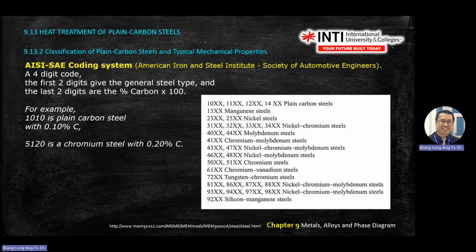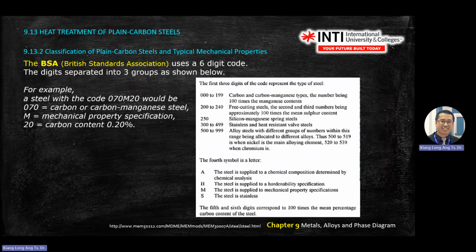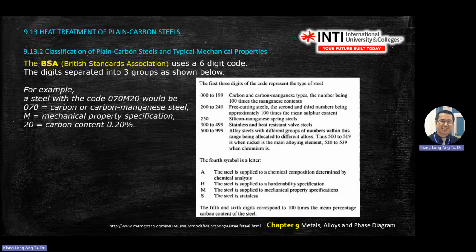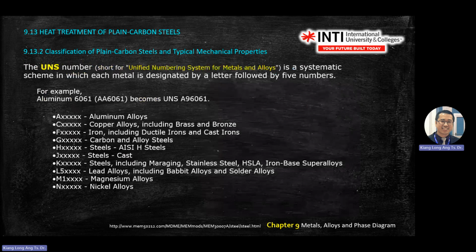As long as you understand there's a code for the metal that you're buying. There's a code there. So different codes, different arrangements of numbers. AISI is 4 numbers. BSA, British Standard Association, they have 3 numbers. They have a 6 number there. 070M20 means something. We won't test you on the meaning of this one, but when you go out to work, at least you have some idea what your boss or your customer is talking about.